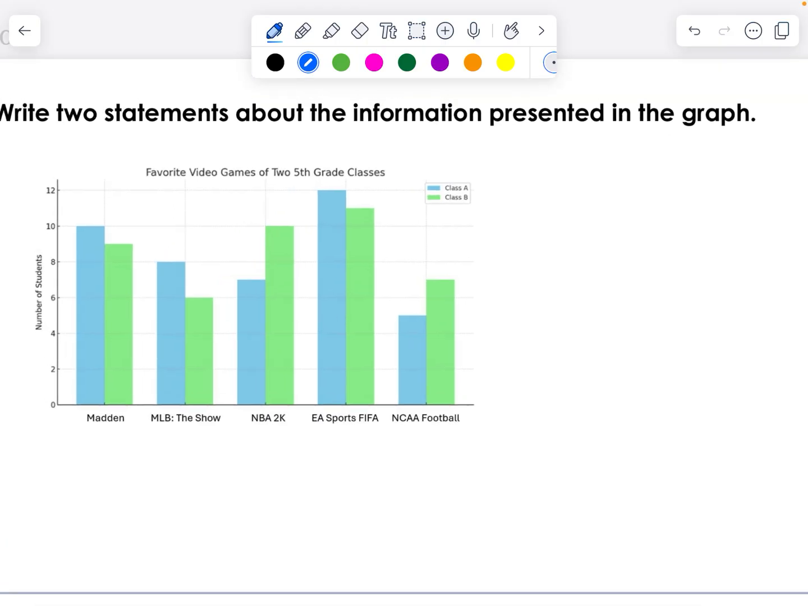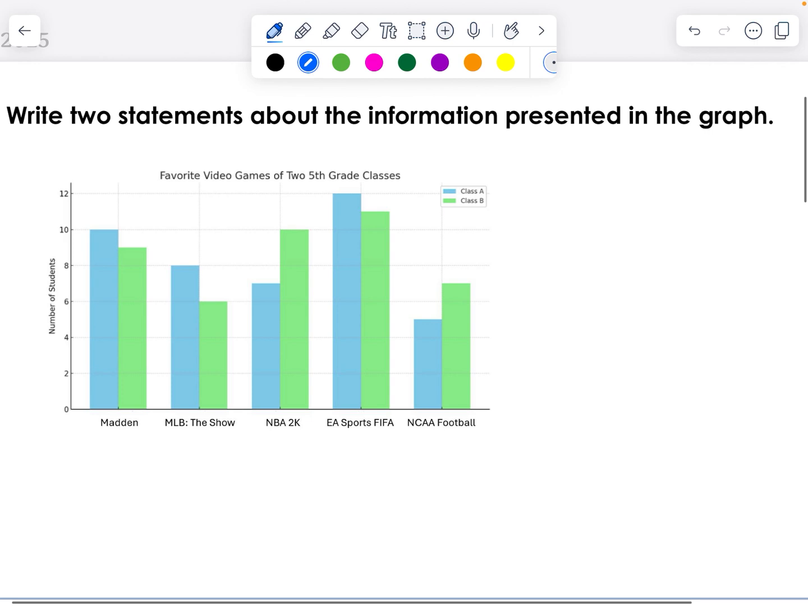Looking at this graph, the problem says to write two statements about the information presented in the graph. Before I try to write statements, I need to take a moment to read the graph and make sure I understand what information is being given. The title gives me helpful information. The title of the graph is Favorite Video Games of Two Fifth Grade Classes.